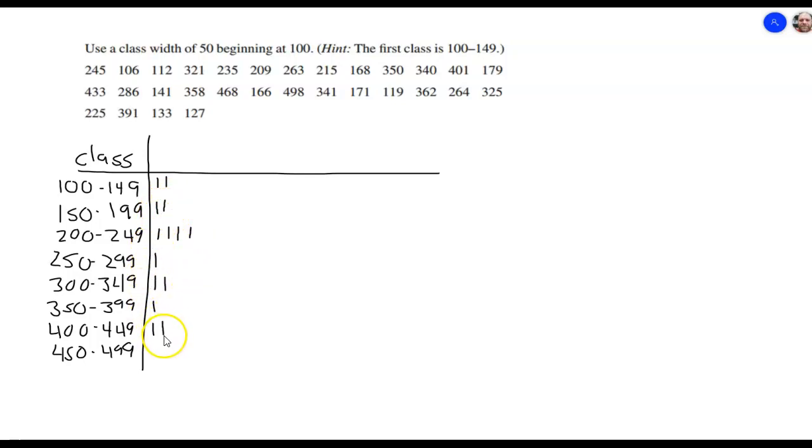Then we have 433, we have 286, 141, 358, 468, 166, 498, 341, 171, 119, 362, 264 here, 325 here, 225, 391, 133, and 127.